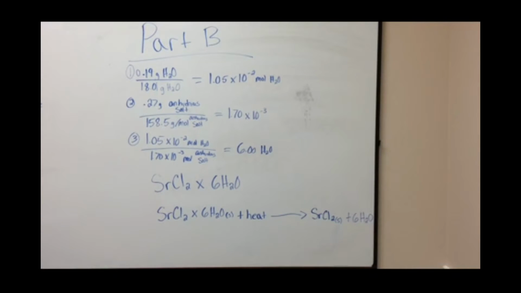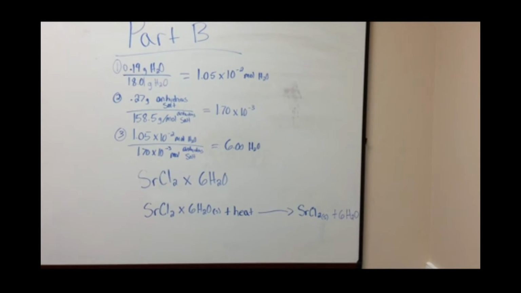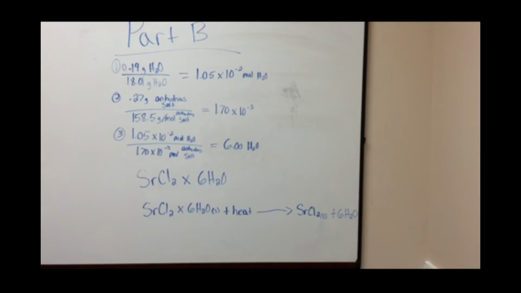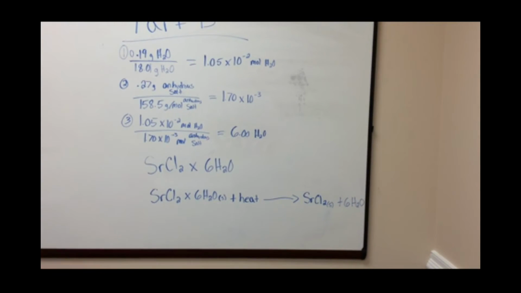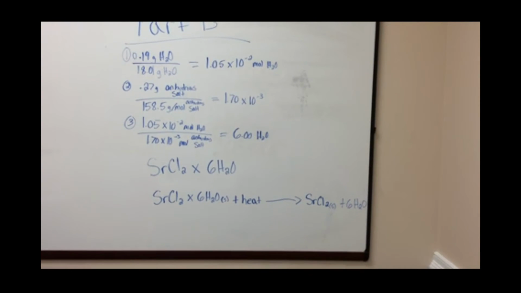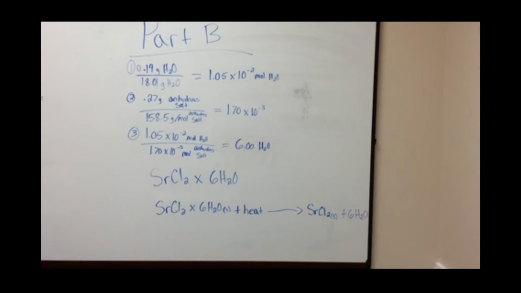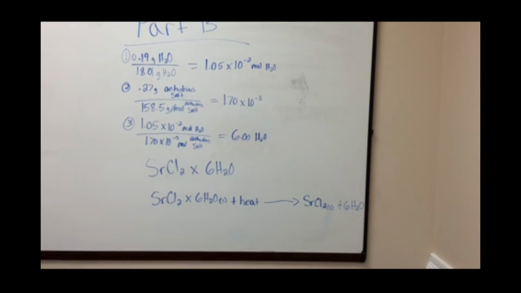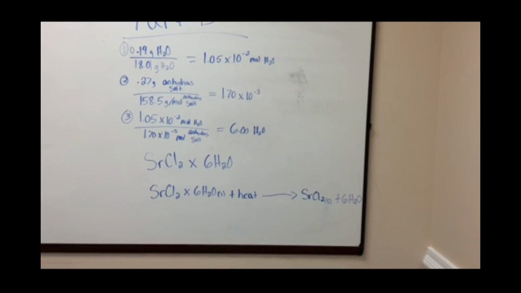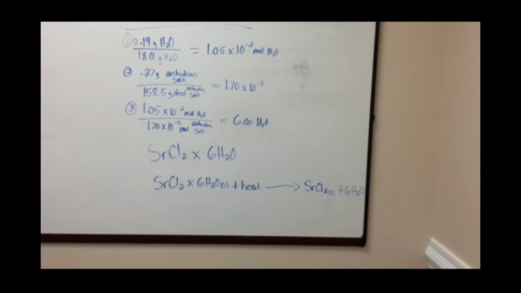Next, for our calculations in Part B, we took the mass of water and divided it by the molar mass of water. This gave us 1.05 times 10 to the negative 2 moles of water. The second step was to take the mass of the anhydrous salt, divided it by the molar mass of the anhydrous salt, and this number was 1.70 times 10 to the negative third. Our last step in Part B was to take the moles of water and divide that by the moles of the anhydrous salt. This gave us 6, the number 6. That left us with SrCl2 times 6H2O.